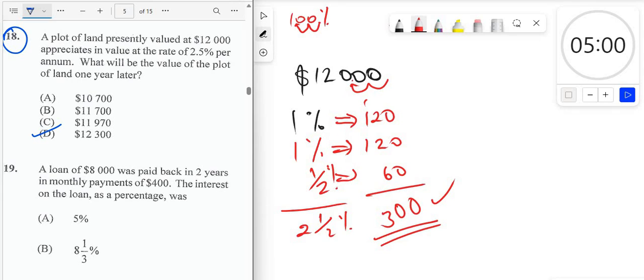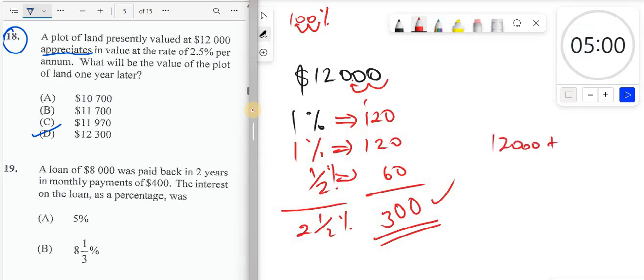Remember, it appreciates, guys. So the value goes up. So we're not going to reduce it. Depreciates, it goes down, so we subtract. Appreciates, goes up, so we add. It's valued at 12,000 and it goes up by 300. So the value of it is 12,300.